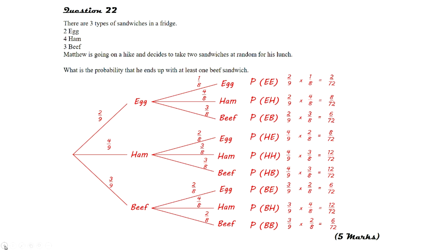beef sandwich? So I need to find every possible occurrence that has at least 1 beef. And that's all the ones that I've circled there. Once I've got these, I need to add those probabilities together.